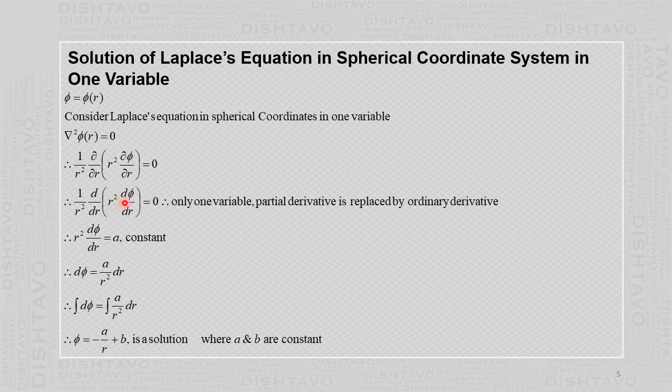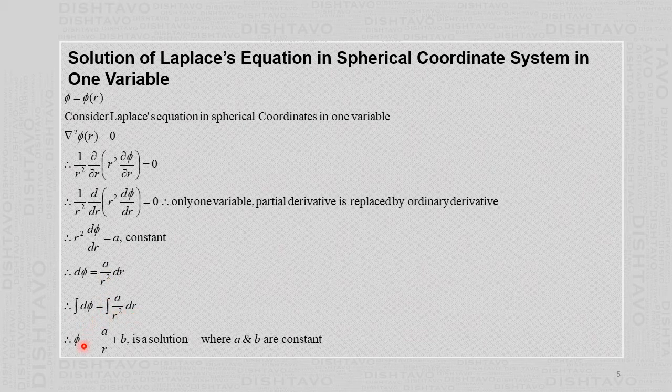So derivative of r square d phi by dr equal to 0 means r square d phi by dr equal to constant, which is a here. Then we take the d phi, keep it here, take this r square below, so you get a by r square dr. Dr is taken on this side. Then integrate on both the sides. Integral d phi equal to integral of a by r square dr.